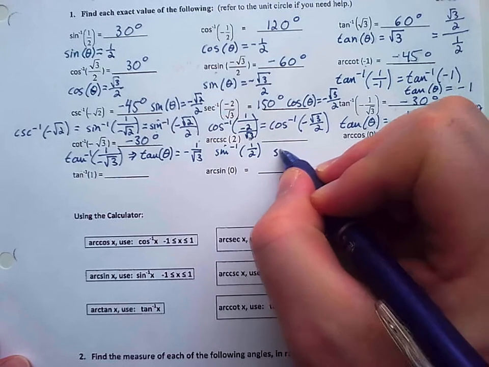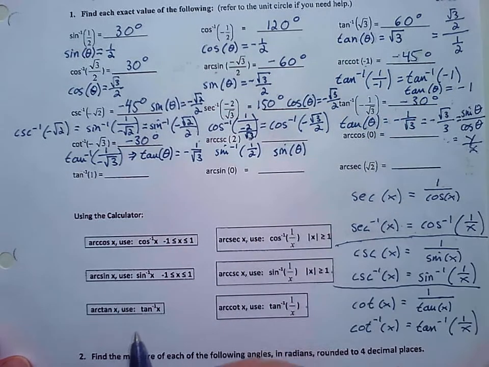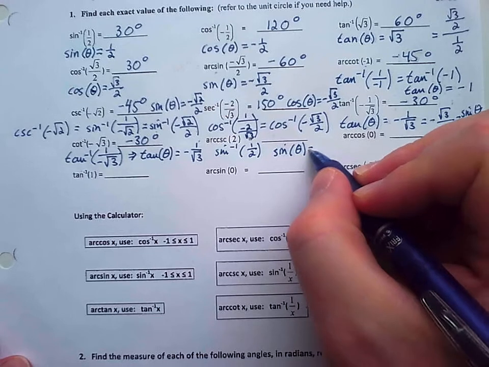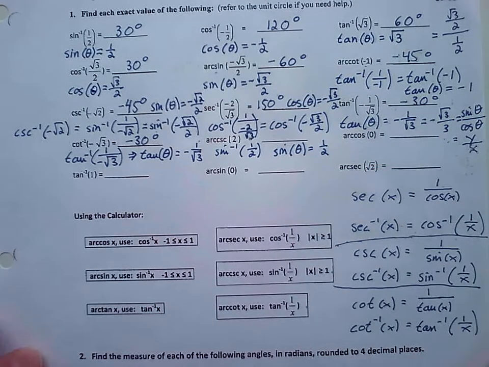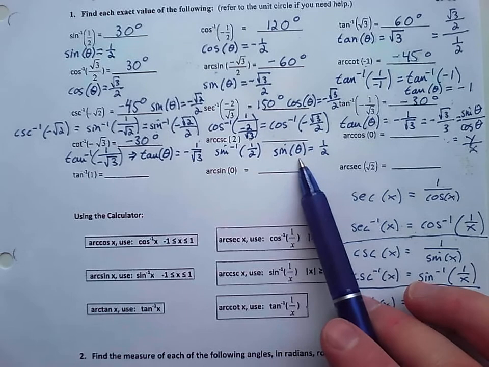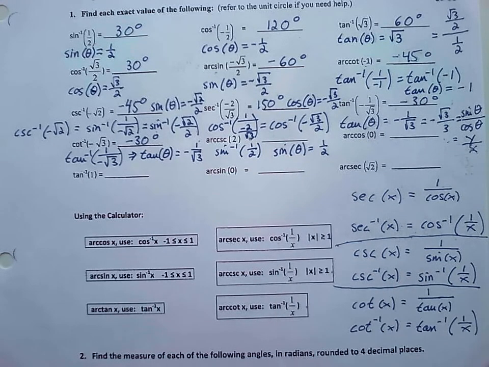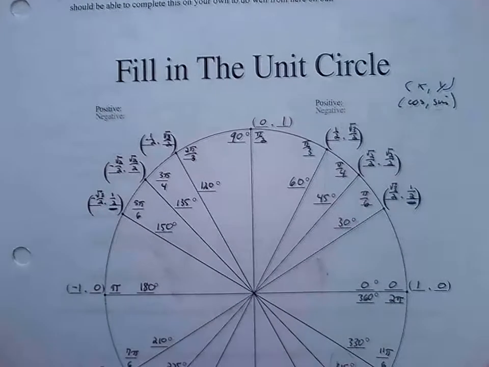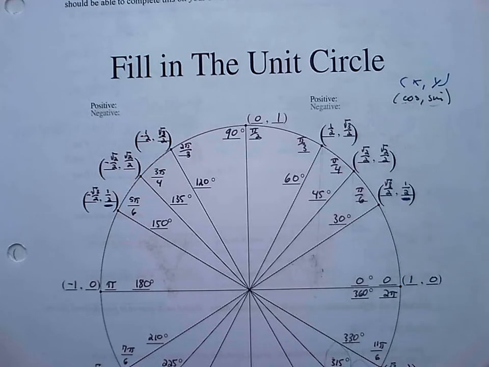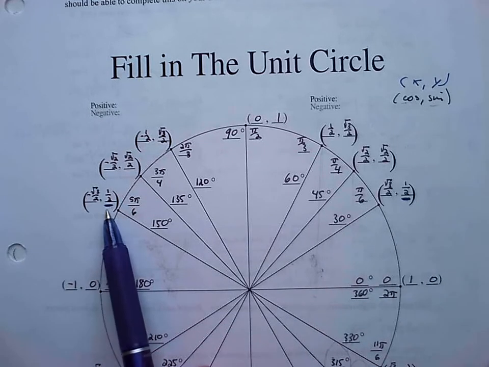Now, what this is then saying is that we were looking for sine of theta such that the sine of theta is equal to 1/2. So therefore, we're looking for an angle where the y value is equal to 1/2. So if we're looking for an angle where the y value is equal to 1/2, then here our y value is equal to 1/2, and here our y value is equal to 1/2.